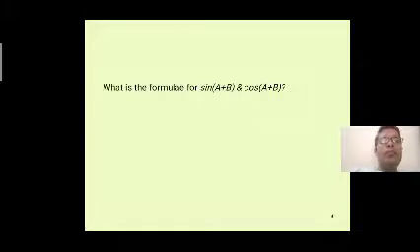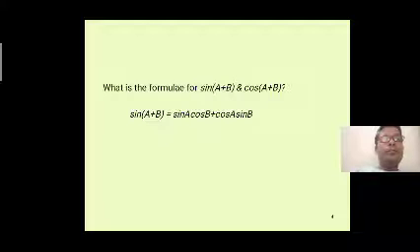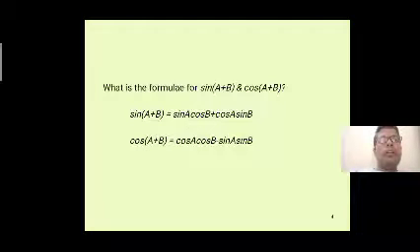What is the formula for sin of a plus b and cos of a plus b? We know that sin of a plus b equals sin a cos b plus cos a sin b. Cos of a plus b equals cos a cos b minus sin a sin b.